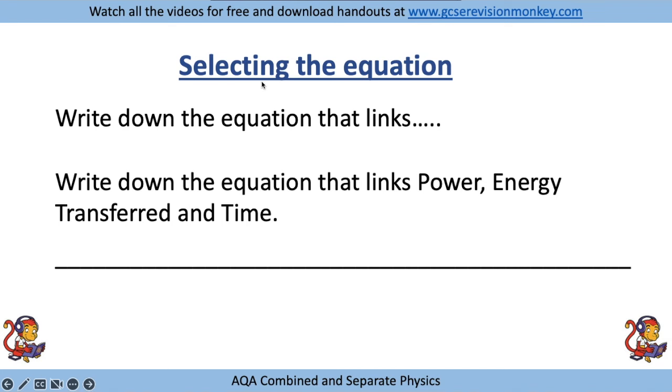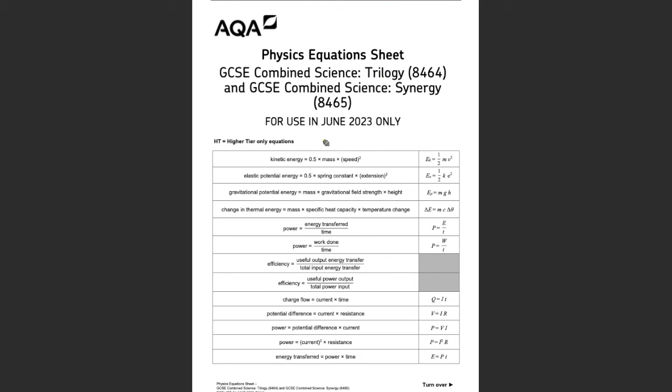You'll need to use the physics equation sheets by selecting the correct equation. For example, you might have questions that say, write down the equation that links. Let's take this one, for example, write down the equation that links power, energy transferred, and time. So you look down your equation sheet and try and find those words, power, energy transferred, and time. So here we've got the equation with all three of those words in. Power equals energy transferred divided by time. So we would copy that straight onto our answer line.